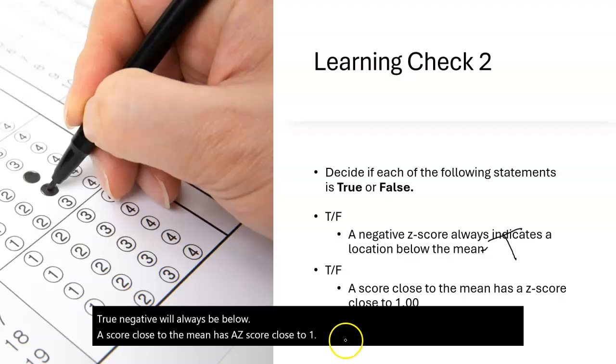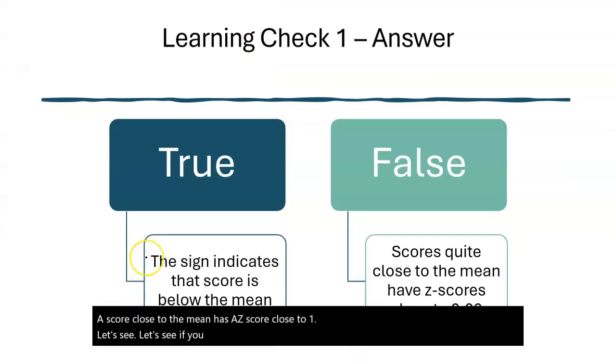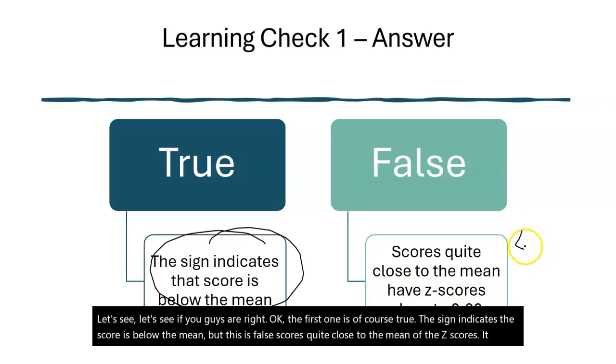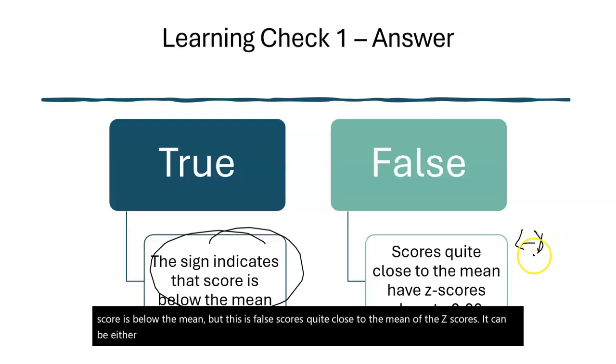Let's see if you guys are right. Okay. The first one is, of course, true. The sign indicates the score is below the mean. But this one is false. Scores quite close to the mean have z-scores close to 0, and it can be either plus or minus, right? Because it can go above or below.